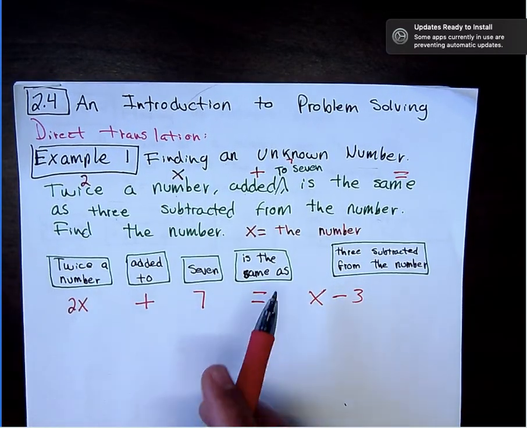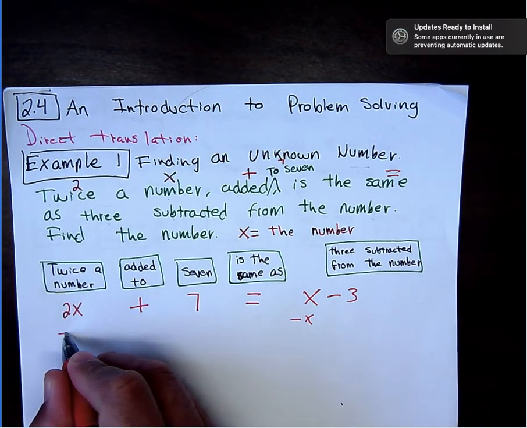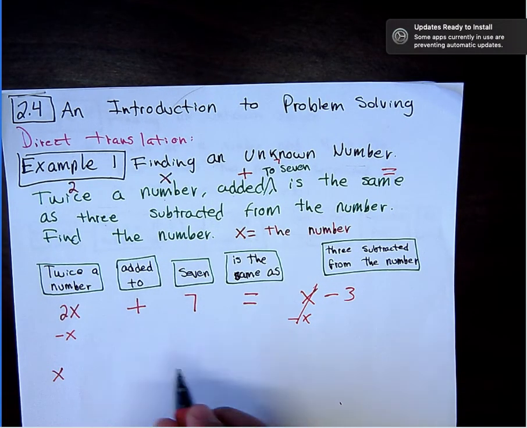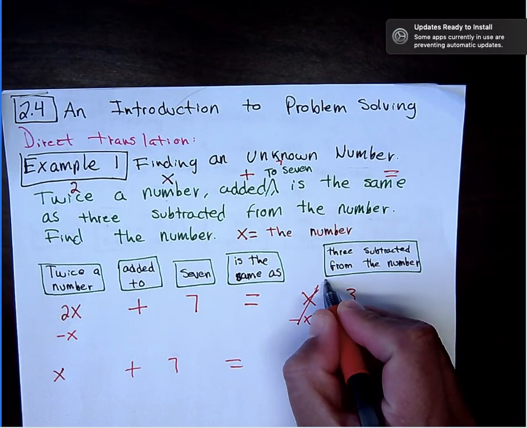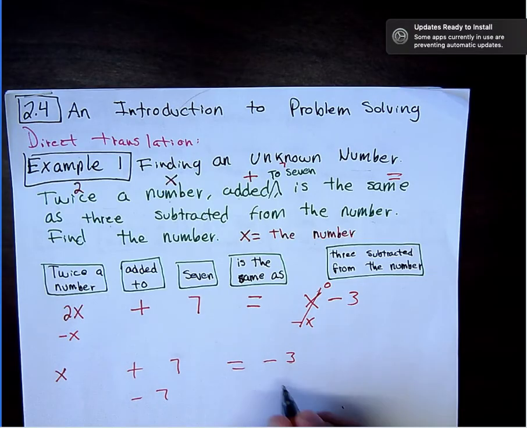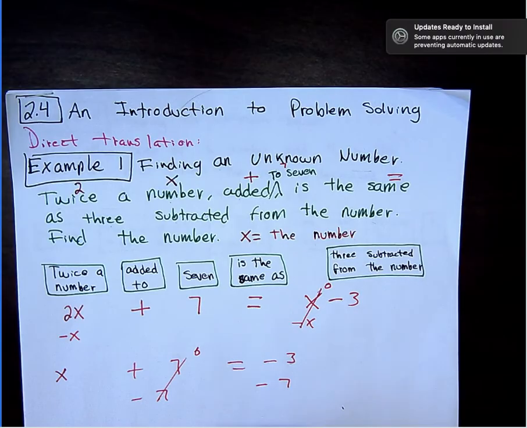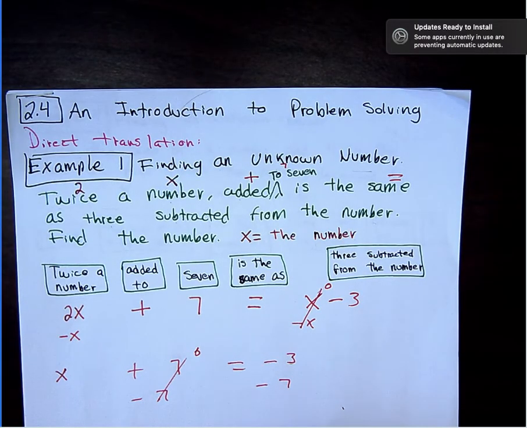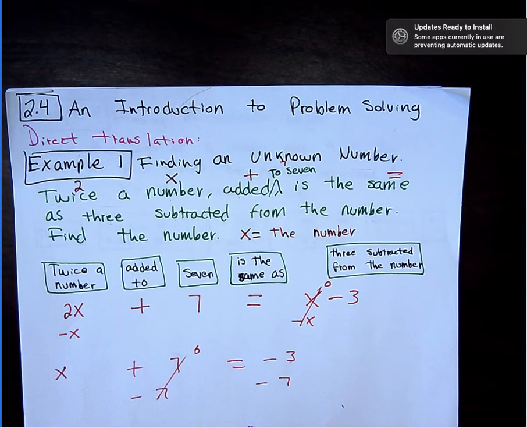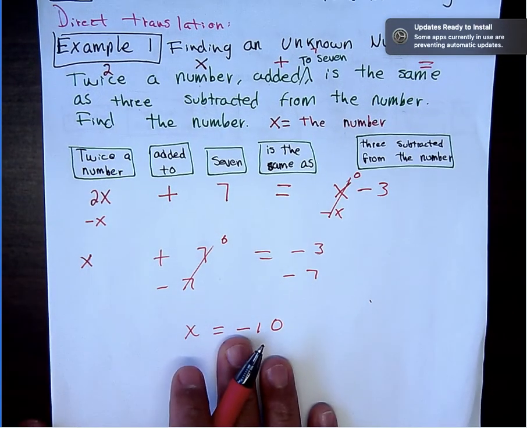Once you get here, all you have to do is solve. So I'm going to bring the x over to this side. So this becomes an x, 0 minus 3. And I'm going to bring the 7 to that side, minus 7. So this becomes 0, so x equals negative 10. I just solved the equation, I got x equals negative 10.